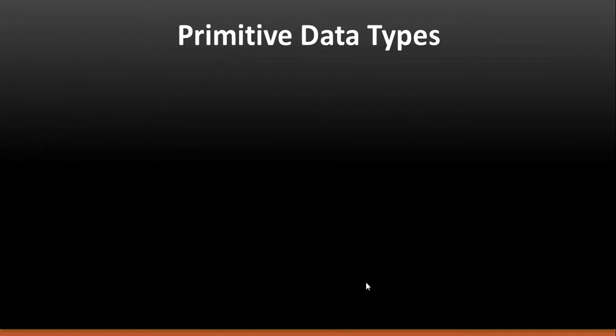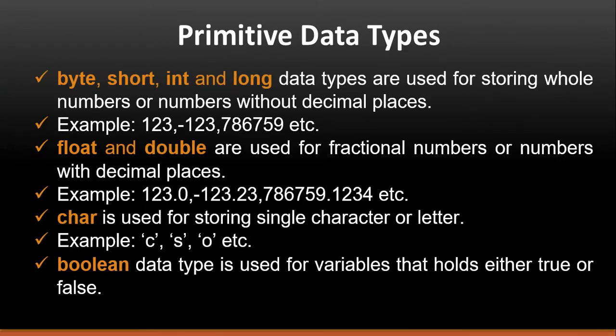Now let's see primitive data types in detail. Byte, short, int and long are the data types that come under numerical, that is data without decimal places. If you have any data without decimal places, you can go for any of these data types. Another numeric data types we have are float and double. They are used for representing fractional values or decimal values. If you have numbers with decimal places, then you can go for float and double.